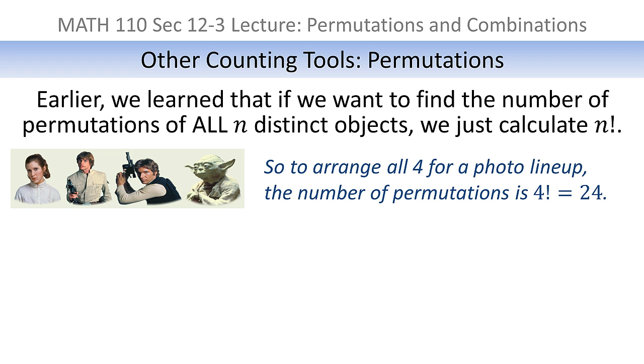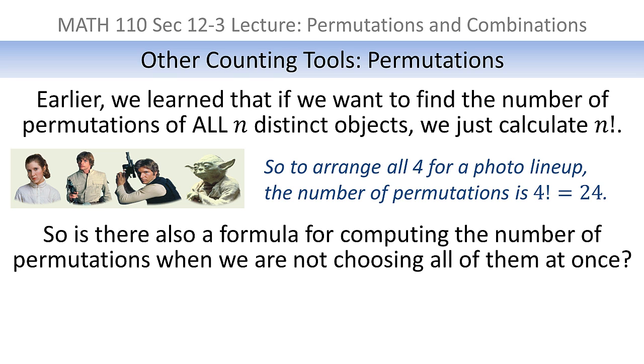So if I wanted to arrange all 4 for the photo lineup, it would be 4 factorial, 24. We did that calculation. We know that there's a formula for it. The question now is, is there also a formula for computing the number of permutations when you're not picking them all at the same time? Like this example on the bicycle built for 2, when you're choosing from 4 people, but you're only taking them in pairs. And the answer is yes, there is. There is a formula for that as well.